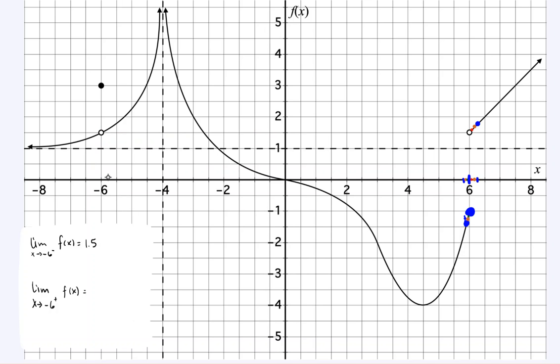Now the limit as we approach -6 from the right would be going through larger input values. And I say what's happening as my input values get closer to -6, the output values correspondingly decrease along this curve, again to the stopping point at the hole, which is at height 1.5.